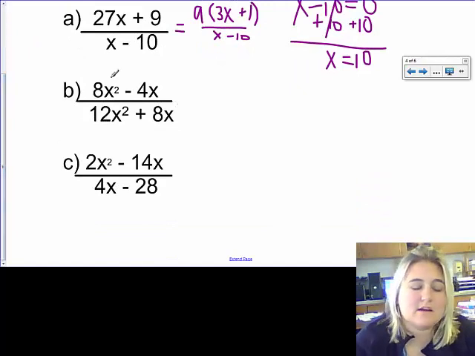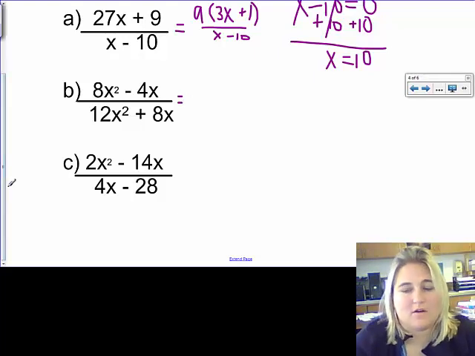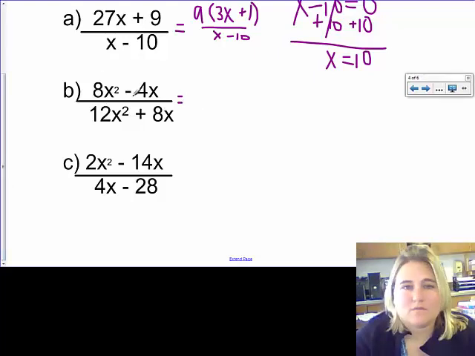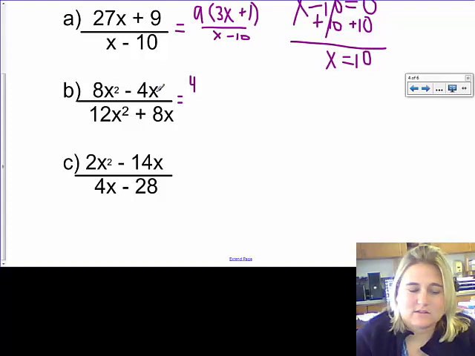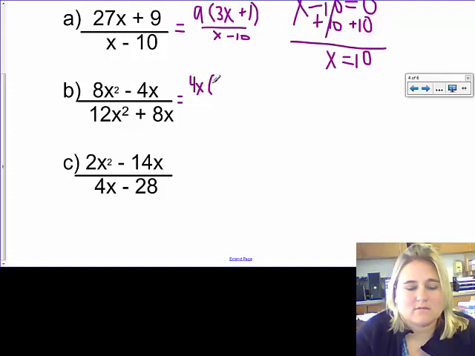On the next one, same thing, I'm going to factor. And on this one, I can factor the numerator and the denominator. On example B, I can factor out of the numerator and the denominator. So in the numerator, the number that I can factor out of both is a 4. And I have x squared and x. So I'm going to take the smallest exponent of x, which is just going to be x to the first, or just x. And if I take 8x squared divided by 4x, that will give me 2x minus 4x divided by 4x gives me 1.